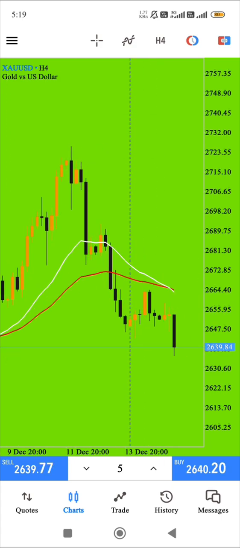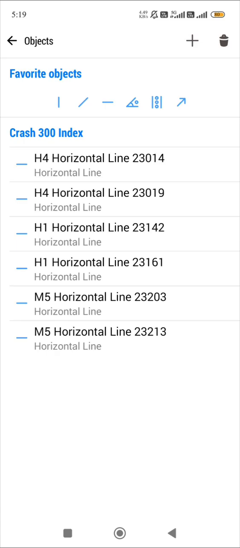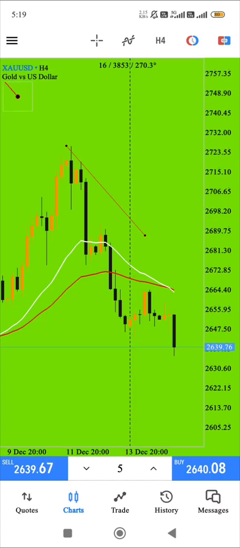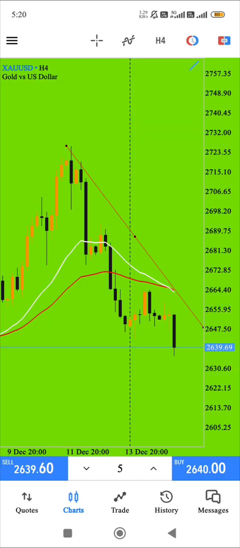Right now the trend is down on gold. It will go into a downtrend like that, but there is a rejection here. Okay, I will use a trend line. The trend line touches the 50 moving average. Then I will start one more trend line here.